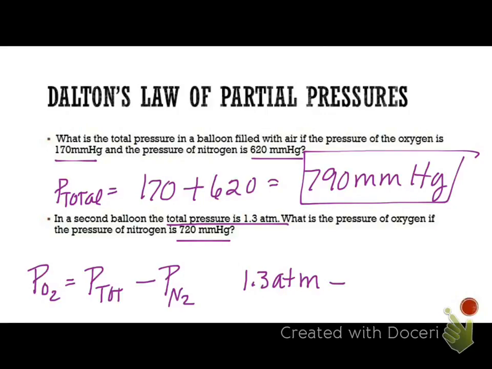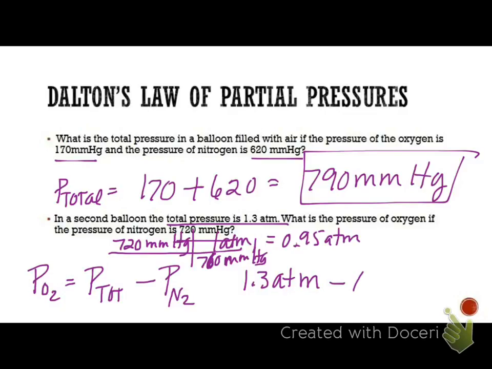So I'm going to have to do a real quick conversion and say 720 millimeters of mercury divided by, the conversion factor is 760 millimeters of mercury is 1 atmosphere. And when I do that, I get 0.95 atmosphere. So now I can plug this in and say 0.95 atmosphere, and then I get that my partial pressure of oxygen would be 0.35 atmosphere.